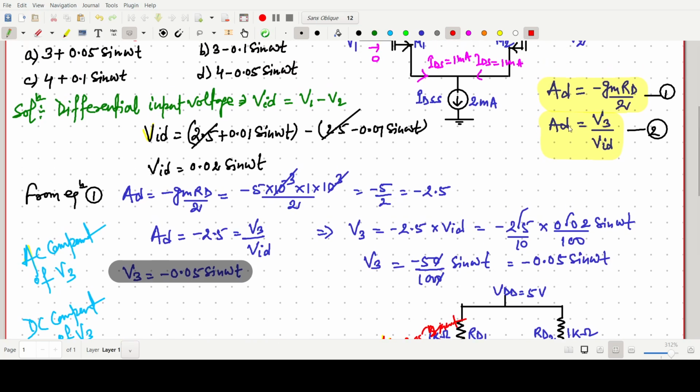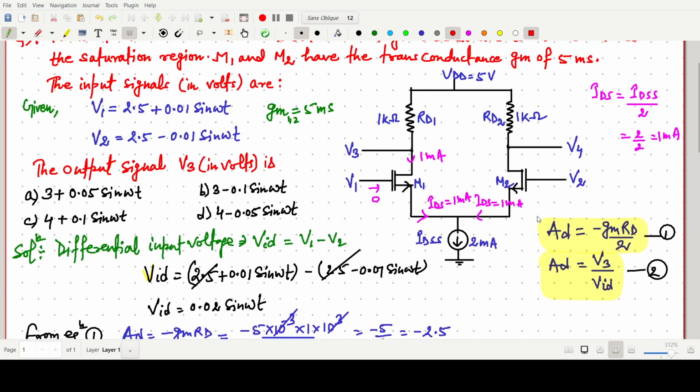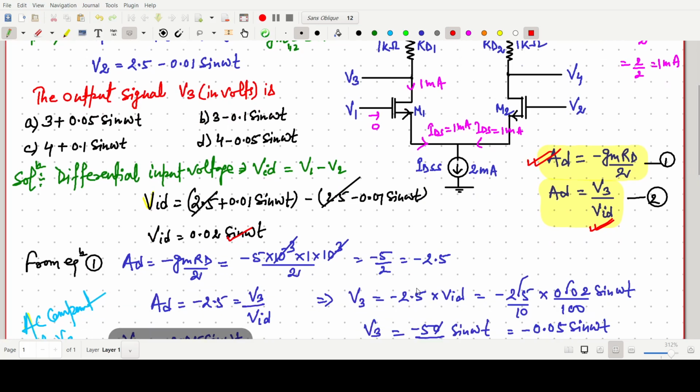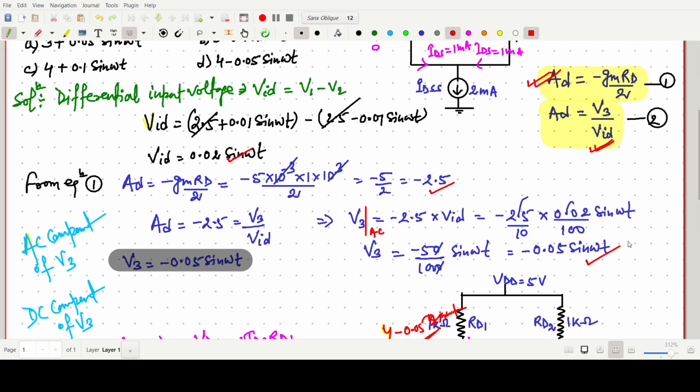But we have to know this formula. You can easily derive this one. This formula: AD equals minus gm RD by 2. We have to find the differential voltage VID, which is very simple, and then AD we find is minus 2.5. Now AD is simply V3 by VID. VID is known to us, so we can find the V3 AC component, which is minus 0.05 sin omega t.